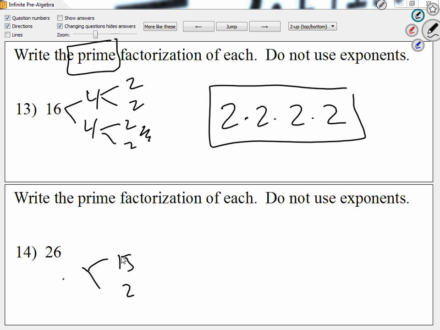Alright, so there we go. 13 and 2. Can we break this more? They're already prime. So for the prime factorization, I'm going to go 2 times 13. We try to keep them in order, the smallest to largest.